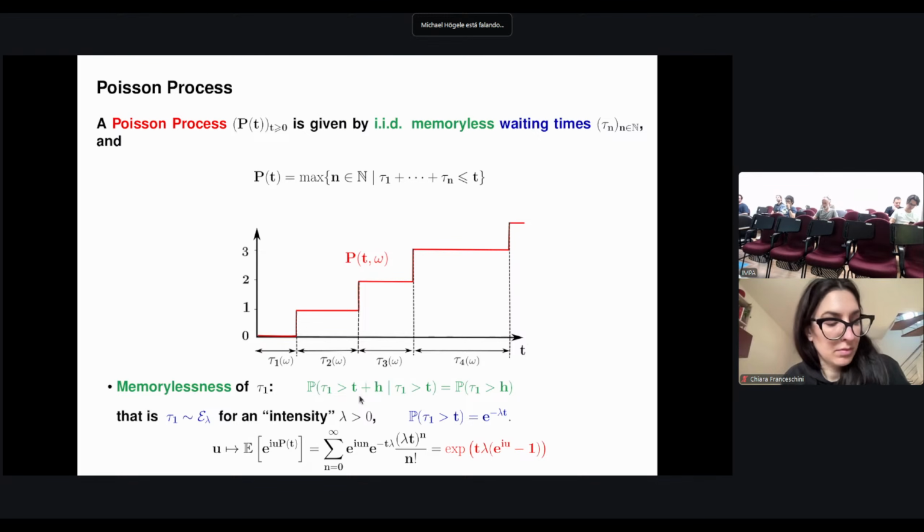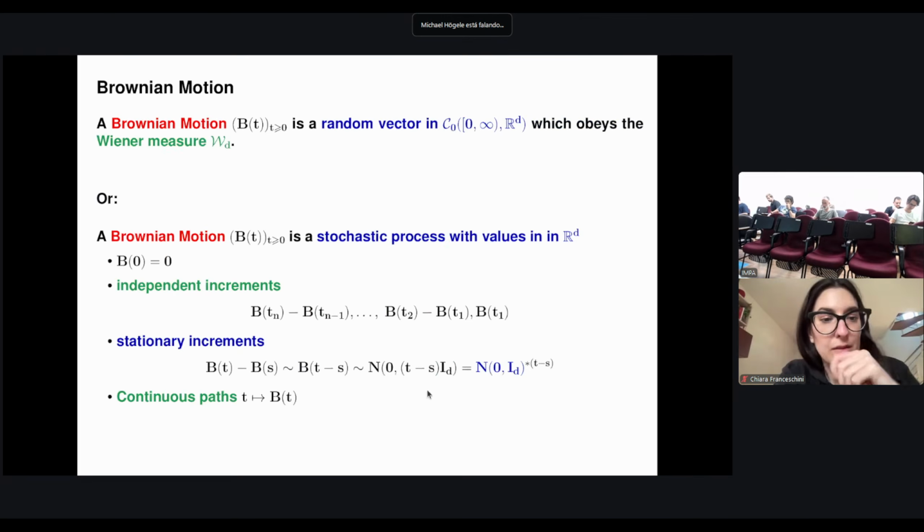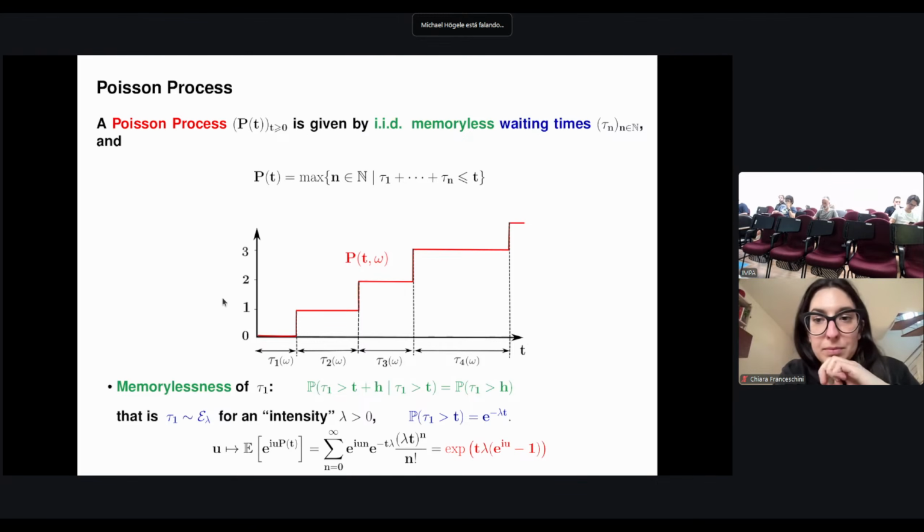If you think of a Poisson process, how can you define it? You have a sequence of exponentially distributed, which means memoryless, waiting times, all IID. You wait for the first one, and you add +1, and you wait for the second one independently of the first one, and you add +1, etc.